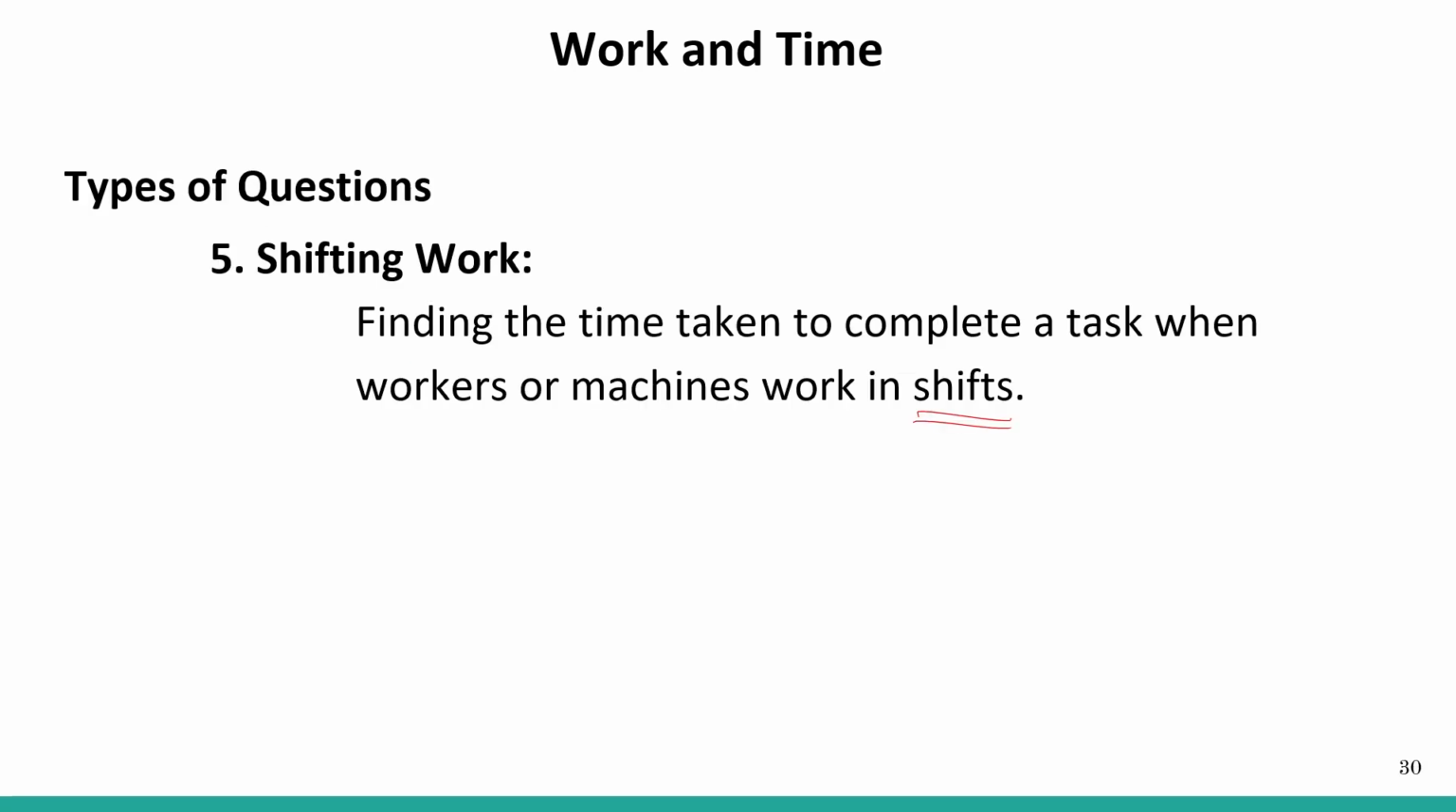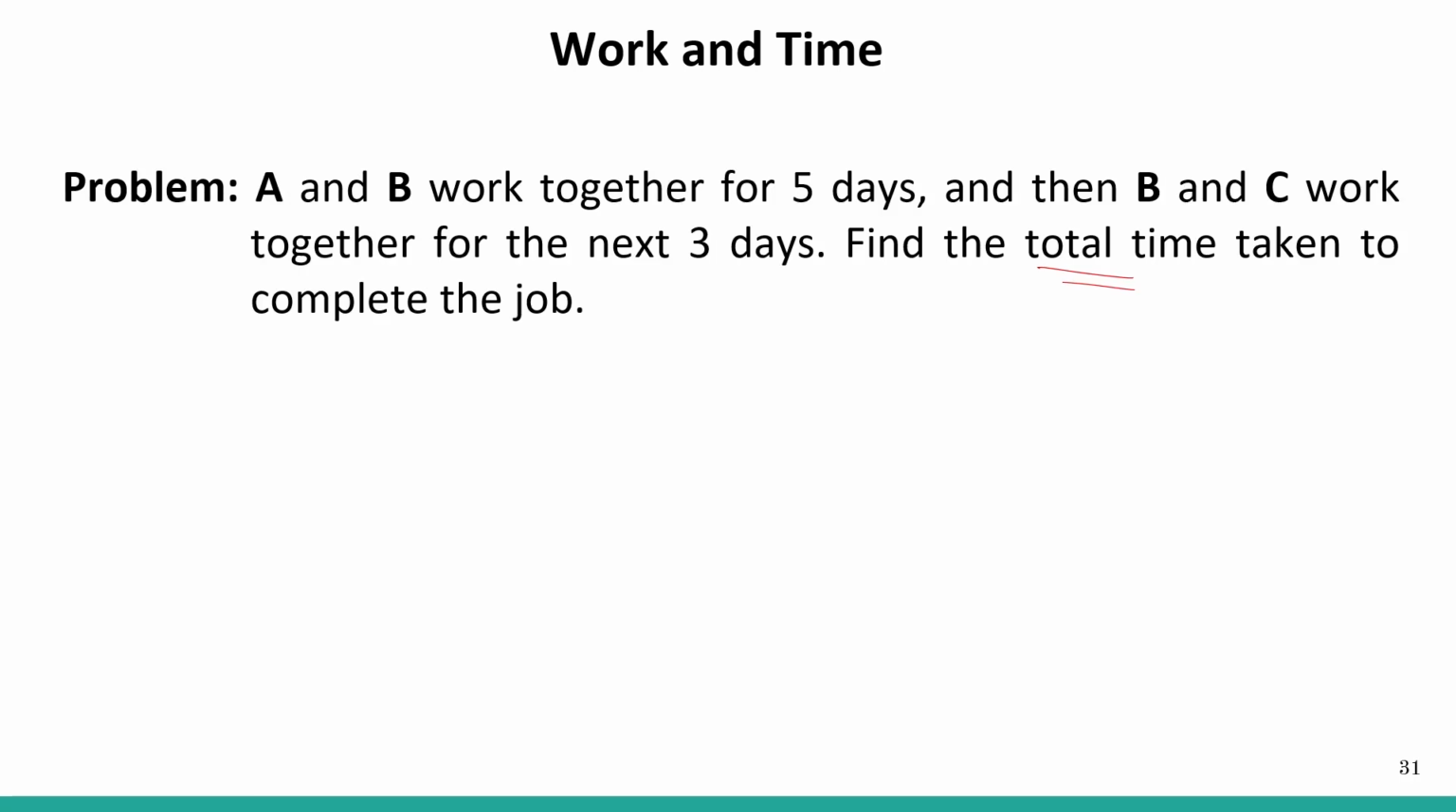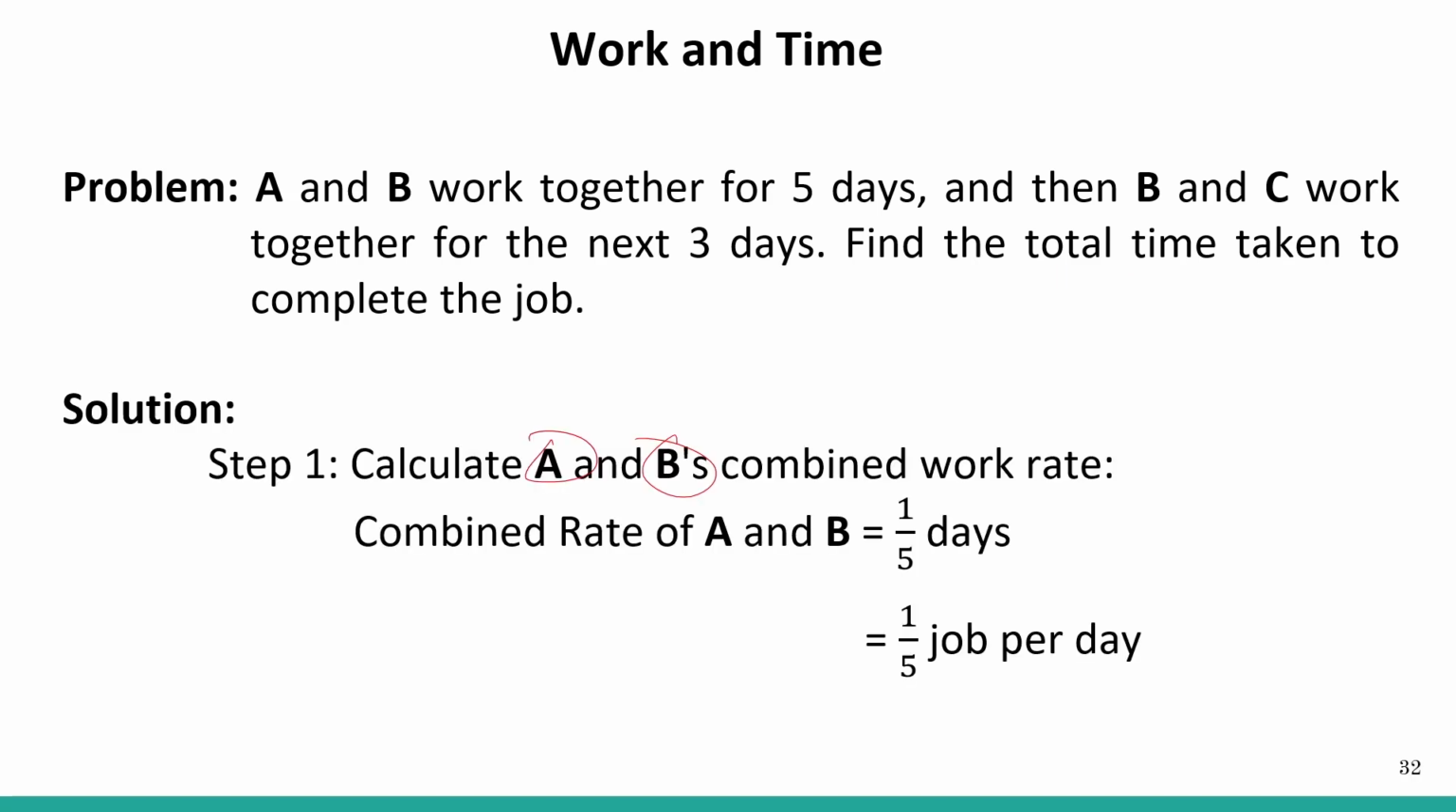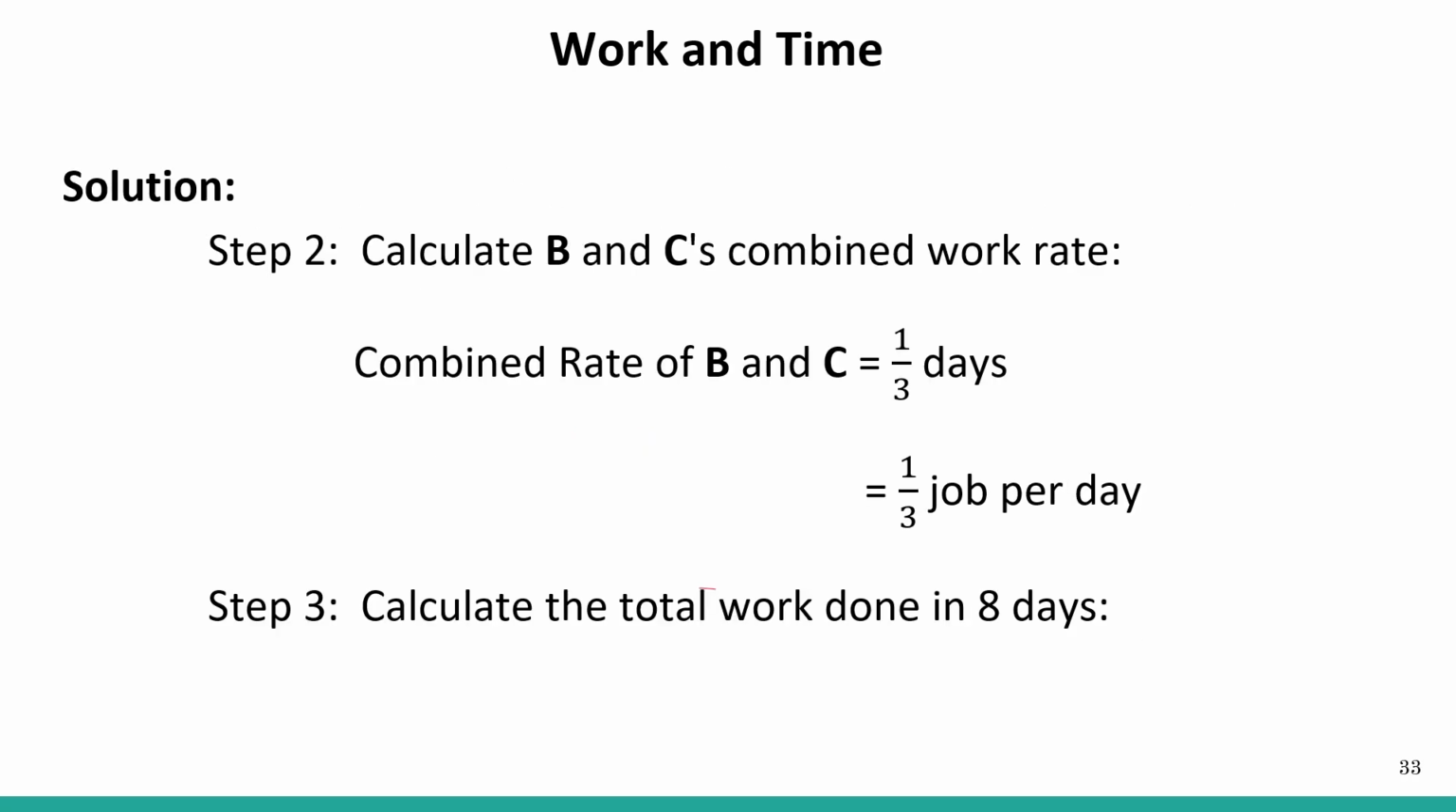So shifting of work. Okay, let's see an example. If A and B work together for 5 days and B and C work together for the next 3 days, find the total time taken to complete the job. So 1 by 5 is equal to what? This much amount of job per day. So calculate B and C combined work rate. Combined rate of B and C is equal to 1 by 3 days. So 1 by 3 jobs per day.